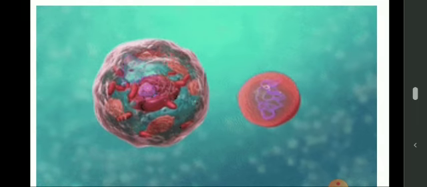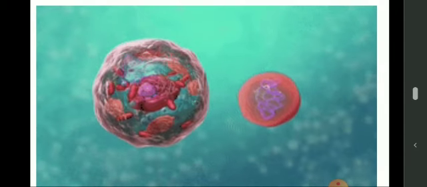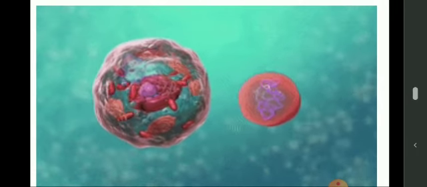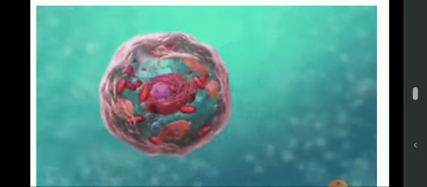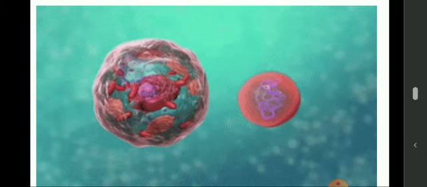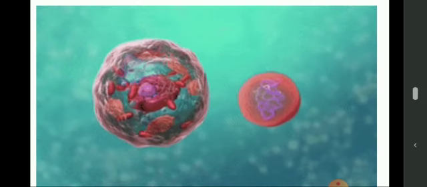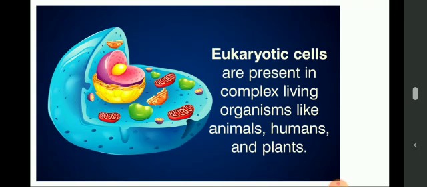Now, we have two types of cells. The one on the left side is a eukaryotic cell and the one on the right side is prokaryotic. So, what is the difference? In the eukaryotic cell, you can see all the organelles, the different small parts in the cell. While in the prokaryotic cell, on the right side, you can only see the nuclear material that is spread out. Eukaryotic cells are present in complex living organisms like our body, animals, humans, and plants.